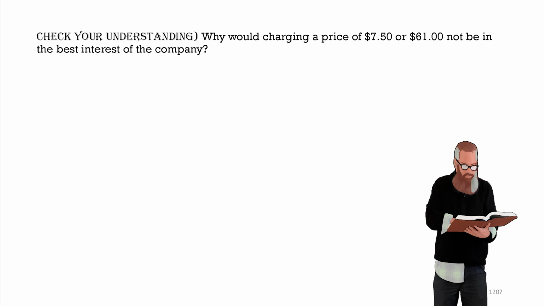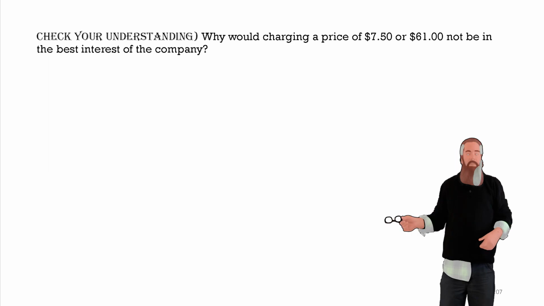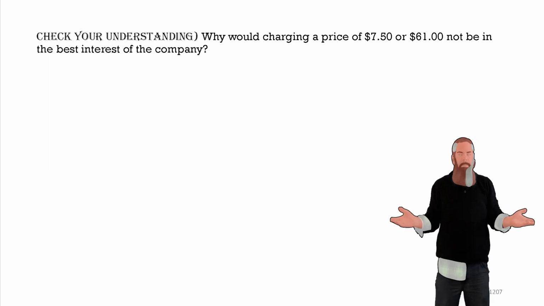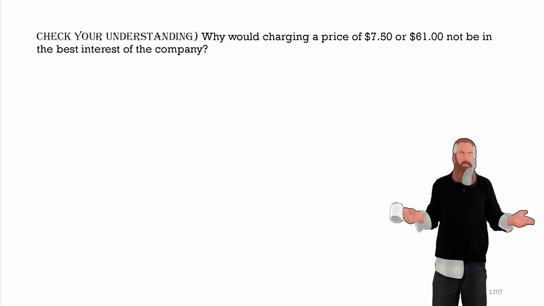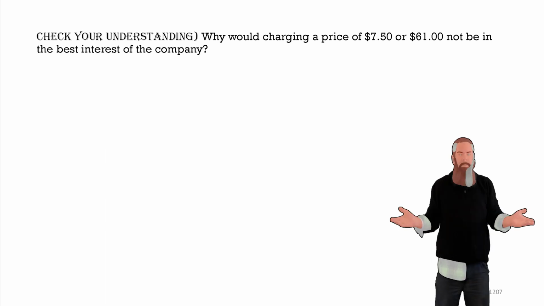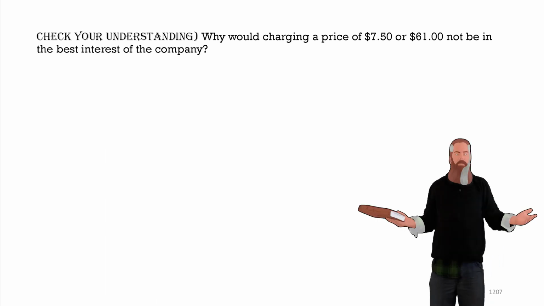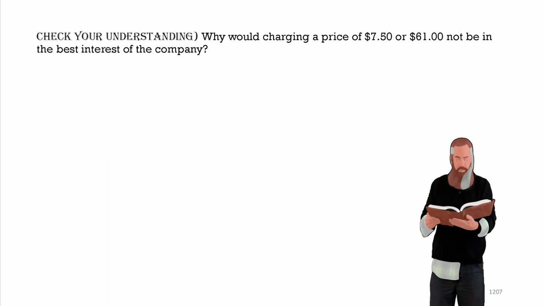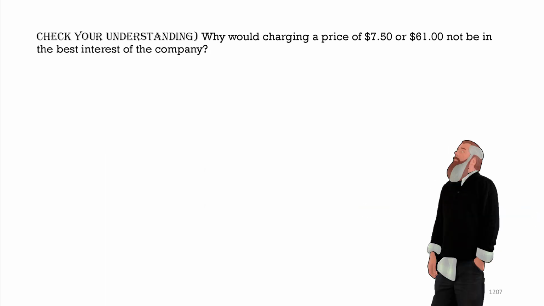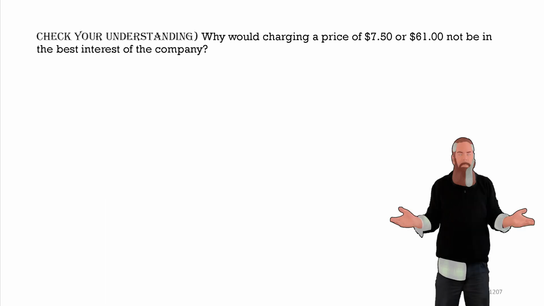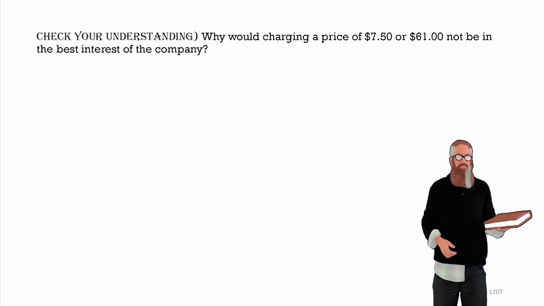Let's check our understanding. Why would charging a price of $7.50 or $61 not be in the best interest of the company? At both prices, the revenue is less than the expense. The price of $7.50 is too low for the incoming revenue to make up for the outgoing expenses. The price of $61 may be too high for consumers and would decrease the demand for the product. Therefore, with fewer items being sold, the revenue would be less.